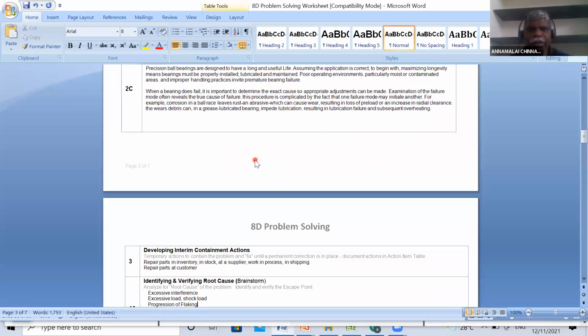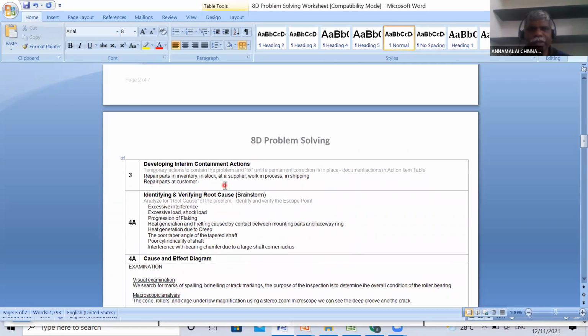And then again, what is the containment action? That is the immediate action that will be taken. So repair the parts in the inventory, in stock, at the supply station, in process, and in shipping. So everywhere, wherever the parts are, you will have to do the repairing. So that is the containment action.